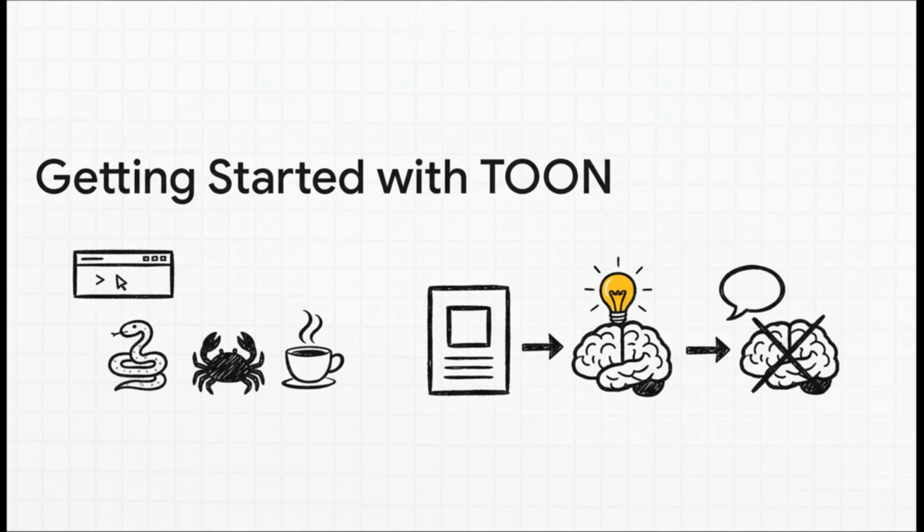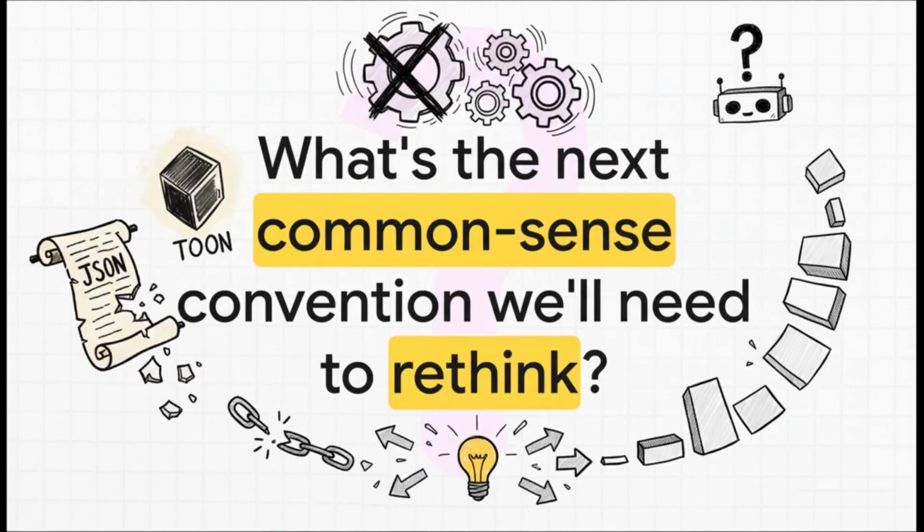You know, the story of TOON is a perfect reminder that the tools and conventions we've relied on for years might not be the best fit for this new era of AI. It really makes you wonder, as this technology just keeps evolving at a breakneck pace, what other obvious best practices are we going to have to question and completely reinvent next?